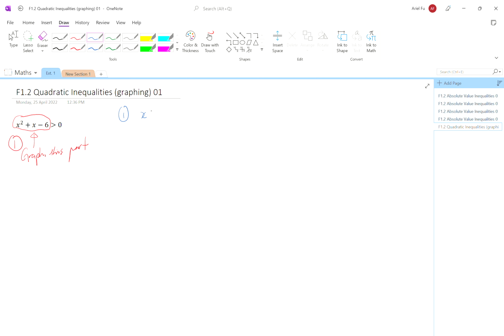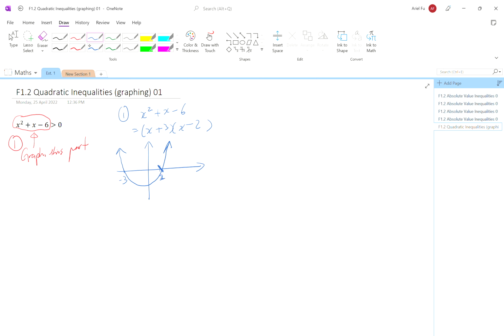I know that x squared plus x minus 6, I can factorize it to (x + 3)(x - 2). That means the graph looks like this. It's going to cut at positive 2 and negative 3, and it's going to look like this, going through the x-intercepts. All right, so that's the graph of this.